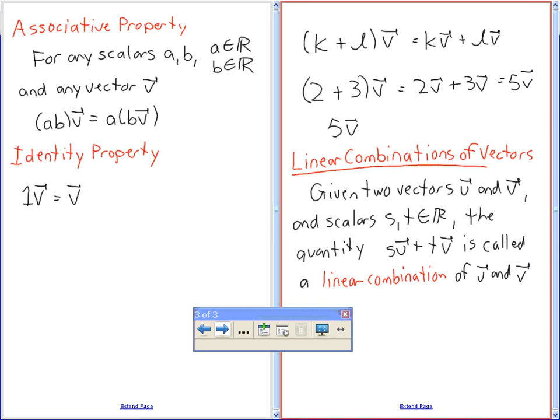Now, did you do sv and tu? Yeah, that's fine. What I'm saying is, if I select 2u plus 8v, that's a combination of u and v. That's all I'm saying. And it's a linear combination because they're just coefficients being added to each one.